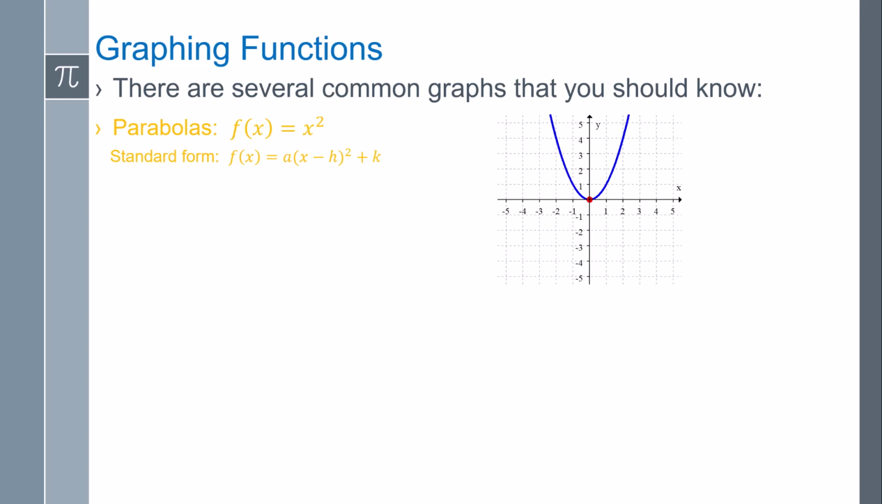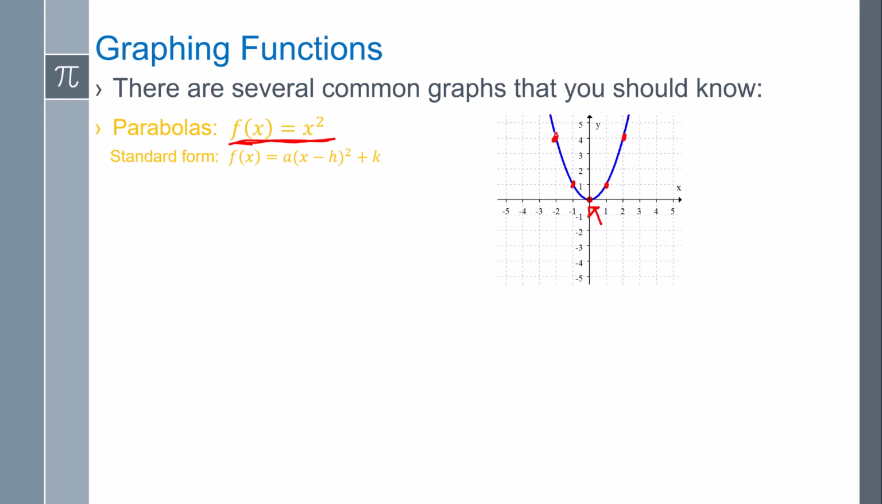Now we need to copy this down. We need to memorize this. The elements that we need to memorize: this is what the parent graph form looks like. This is the shape and what it looks like without anything being done to it. If you notice, its starting position is at 0, 0, and it has this pattern when it comes to the points.